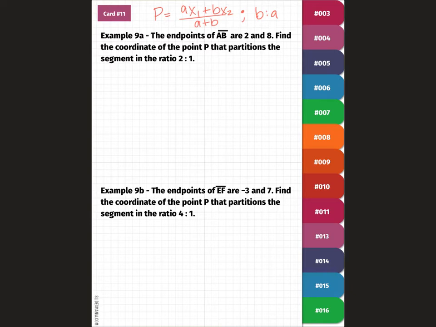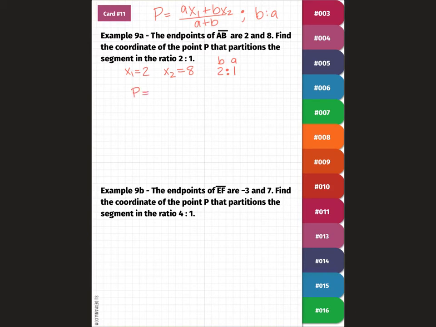So the endpoints of AB are 2 and 8. So that means that X1 would be equal to 2, X2 would be equal to 8. And we're looking for the point that partitions the segment in a ratio of 2 to 1. So if my ratio is 2 to 1, then 2 would be my B and 1 would be my A. And I'm going to fill it into the formula.